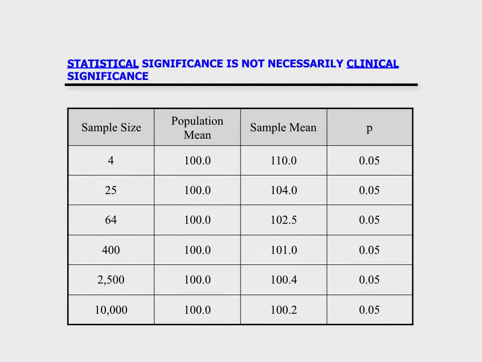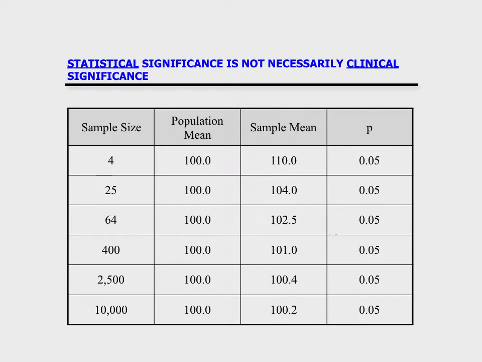Now, we talked about the p-value as being something that indicates statistical significance, but statistical significance does not necessarily translate to something that is clinically significant, meaning significant in the real world. So let's take a look at some of these examples. A sample size of 4, population mean, or the original average of the original population, was 100, and the sample mean was 110. In this case, statistically significantly different, right?